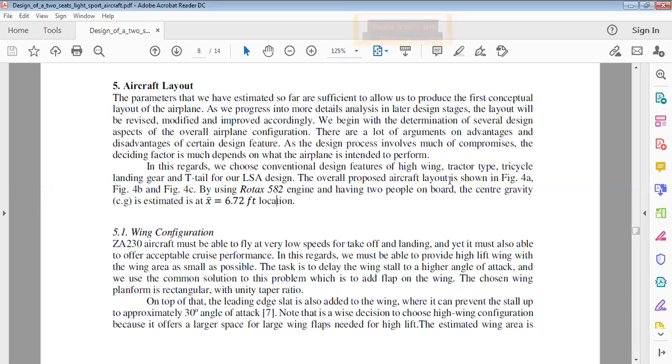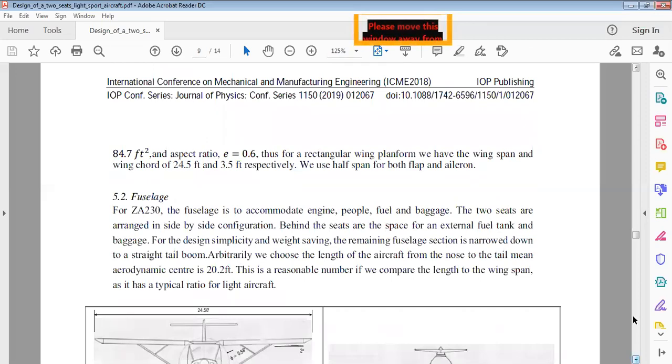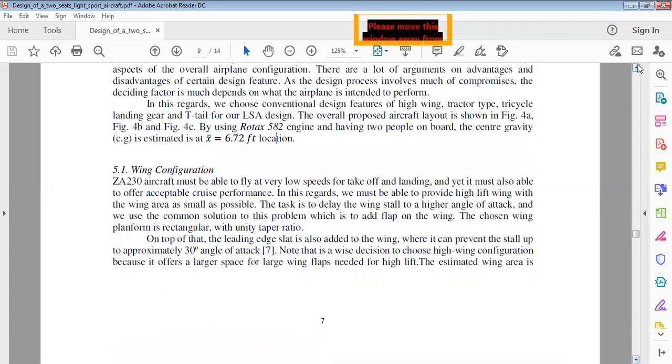Two people on board. The center of gravity will be estimated around the 6.72 feet location. Okay, now the wing configuration. We'll look into the wing configuration, as you can see here.